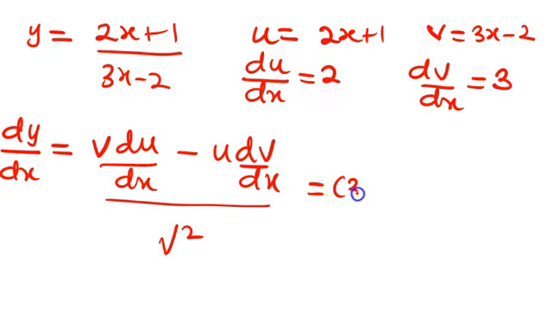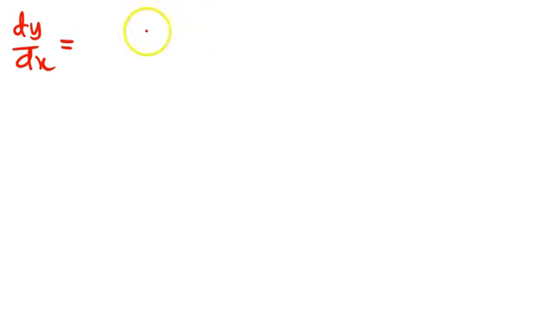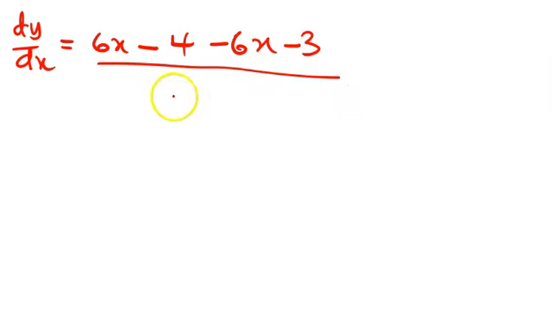Our v is 3x minus 2 times du dx is 2 minus u is 2x plus 1, then dv dx is 3, divided by v squared. This is 3x minus 2 all squared. So dy dx then becomes, let's expand. So 2 times 3x, we have 6x minus 2 times 2, that's 4, then 3 times, that's minus 6x minus 3 over 3x minus 2 all squared.